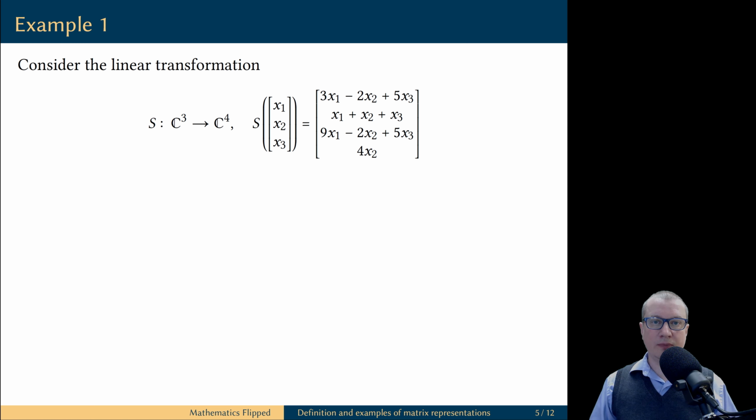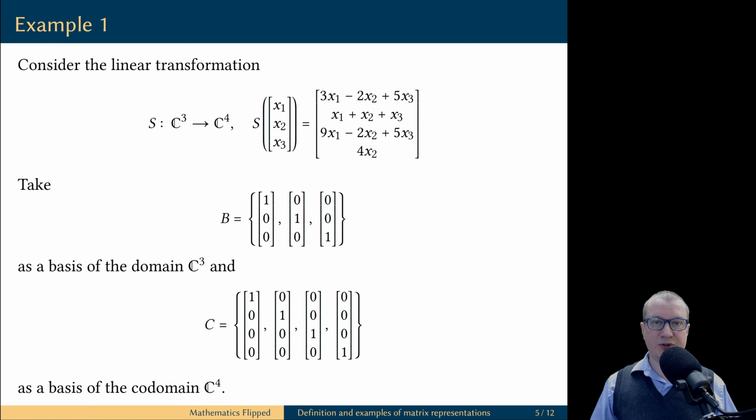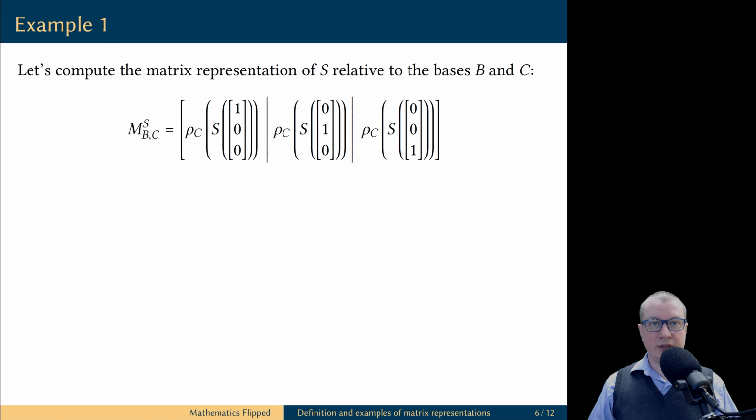Let's compute a couple of matrix representations, and first, let's start with a simple example of a linear transformation from column vectors of size 3 to the column vectors of size 4. Let's take a basis B of the domain C3, which consists of standard unit vectors, and basis C of the codomain C4, which also consists of standard unit vectors, but now standard unit vectors of size 4. Let's compute the matrix representation of this linear transformation S relative to the chosen bases B and C.